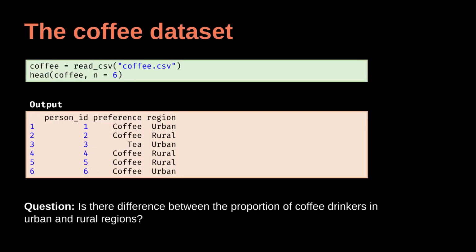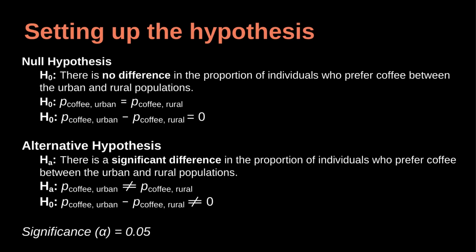Now let's move on to two sample proportion tests. This time as well, we'll look at the coffee dataset and ask the following question. Is there a difference between the proportion of coffee drinkers in urban and rural regions? First, we set up the hypothesis for the two sample proportion test. The null hypothesis H0 says that there is no difference in the proportion of people who prefer coffee between urban and rural areas. In other words, both groups have the same coffee preference rate. Mathematically, we can state that the difference between the two proportions is 0.